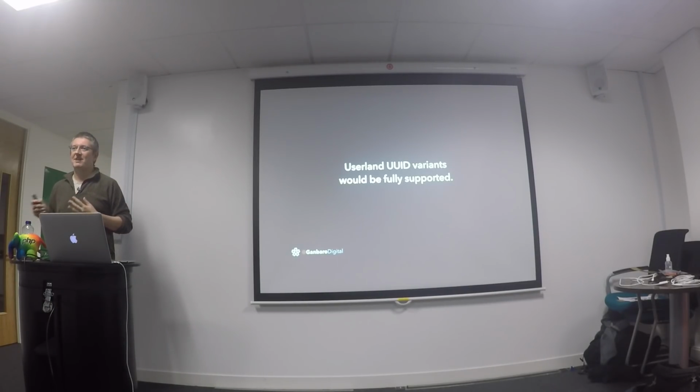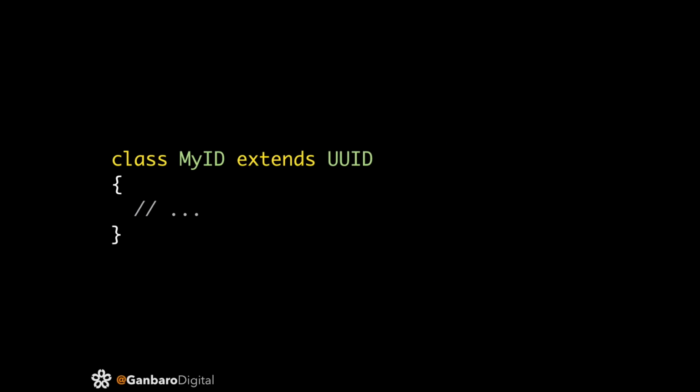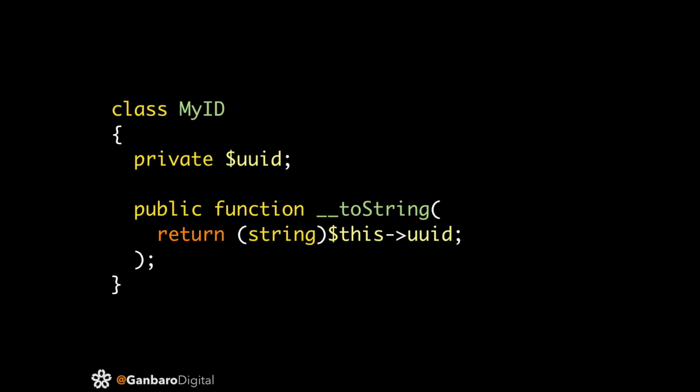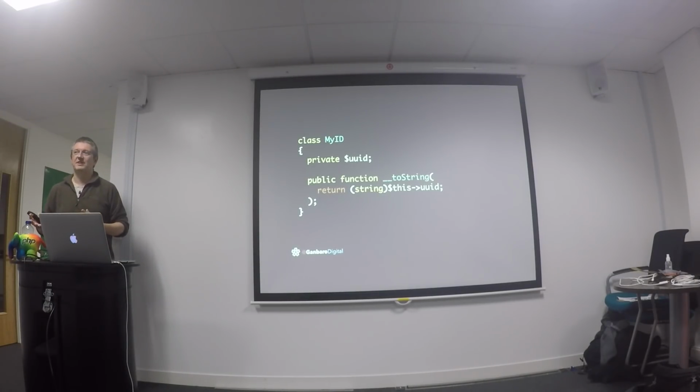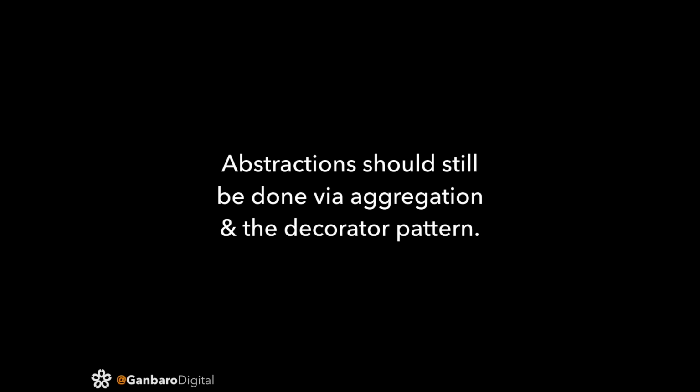Now, what about our abstraction from earlier? Again, we can't extend. We still have to go back to our decorator pattern and use aggregation for this, because we're creating an abstraction. We're not creating a type of ID. We're creating something to hide the type of ID. It's a different thing. So we should still be using aggregations and the decorator pattern for that.